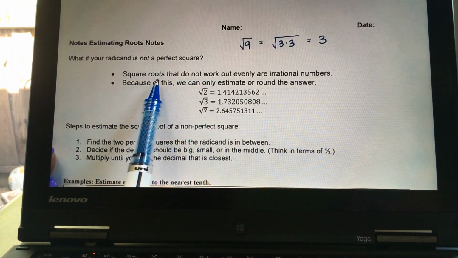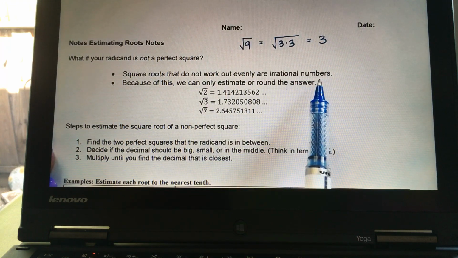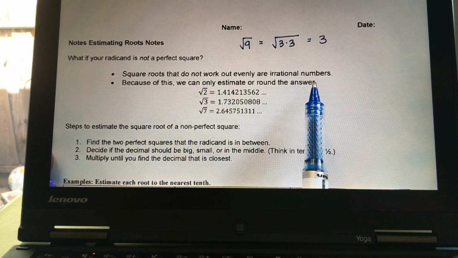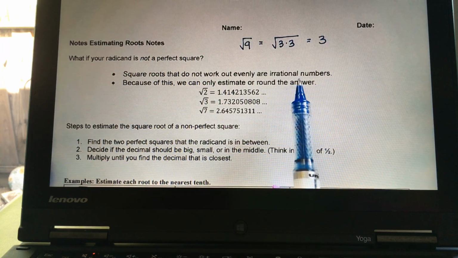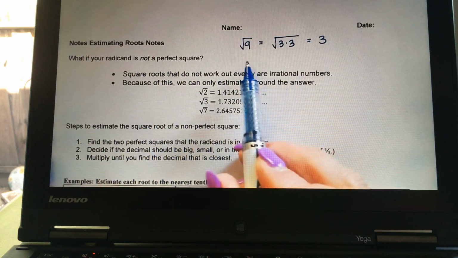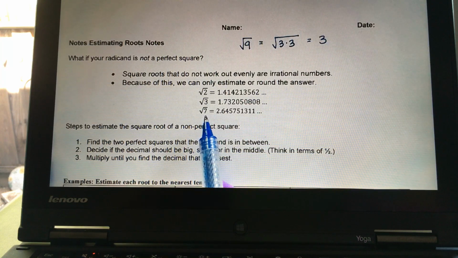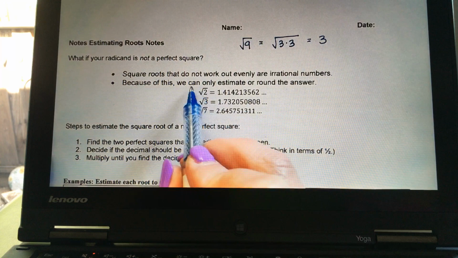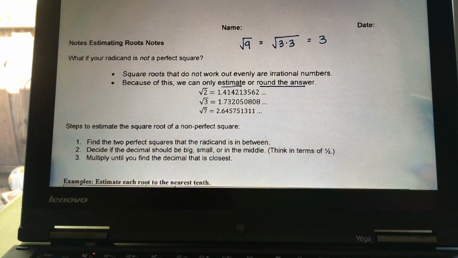So when we look at those numbers and we try to take the square root of them, they're going to give us irrational numbers. So remember, we defined irrational as a number that just keeps going on and on. There's no pattern to it. It never stops. So because these are irrational numbers, when we solve roots that are not perfect, like the square root of 2 or the square root of 3 or the square root of 7, it gives us this crazy decimal number. So really all we can do is estimate or round our answer.